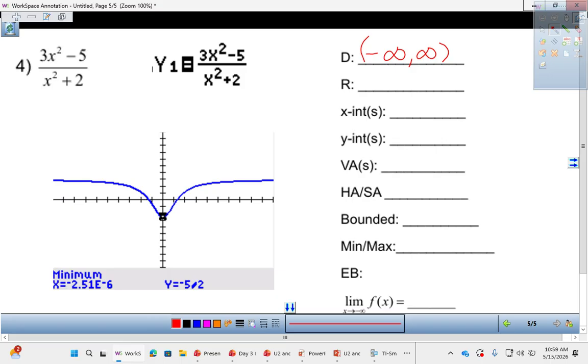Now, in terms of range, I see a horizontal line right here. And I see a min or max right here. Both of those things will affect the range. This graph is only happening from here to here. It's just one little interval. So I have to figure out what that little interval is in terms of the y value. So I'm going to come back to that after I find those two things.